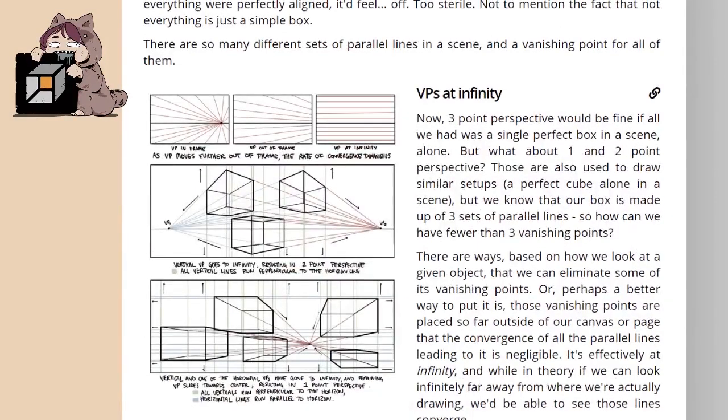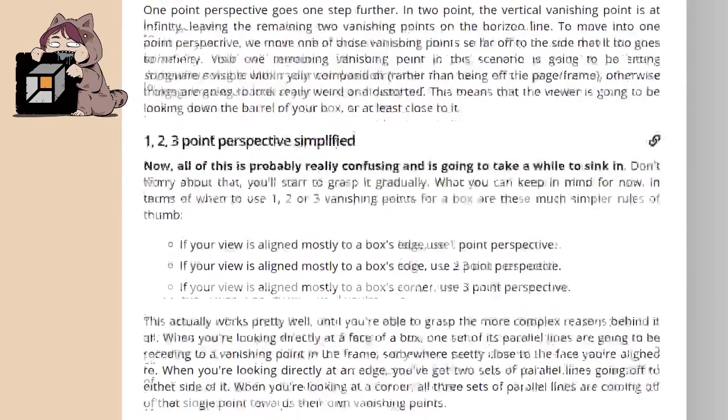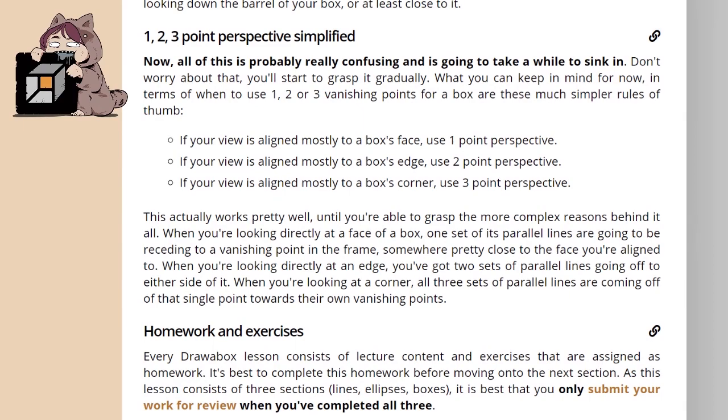Did anybody understand any of that? Because I don't. But it's fine. We'll learn as we go through the homework.